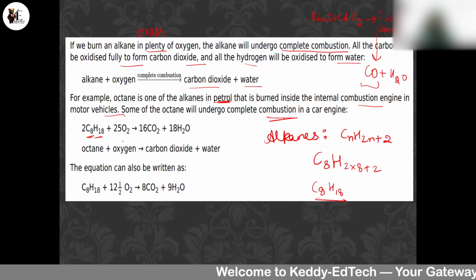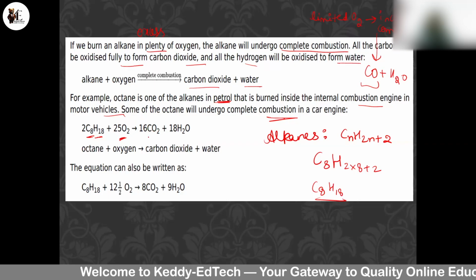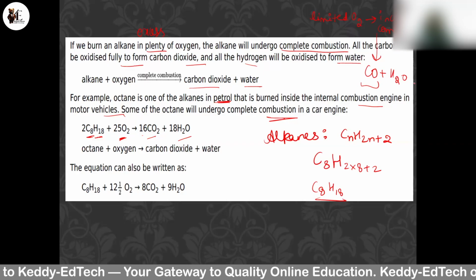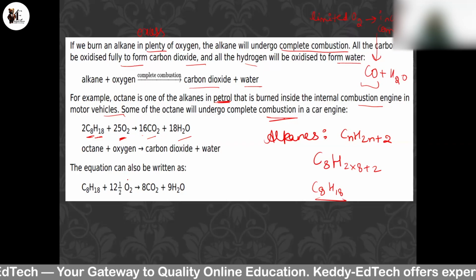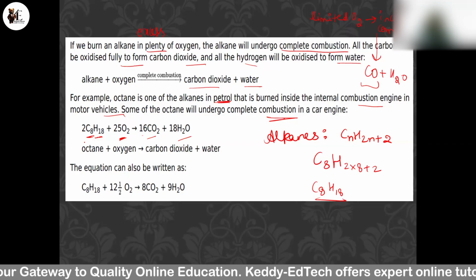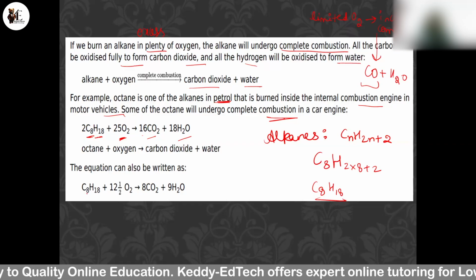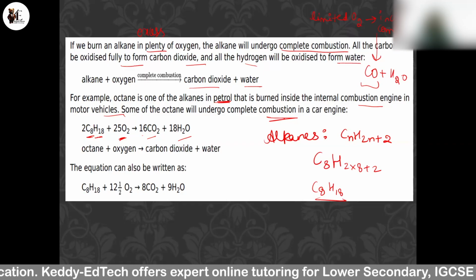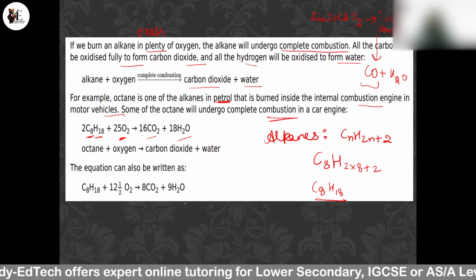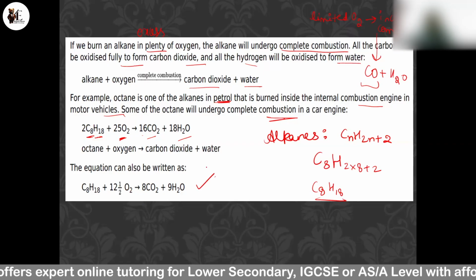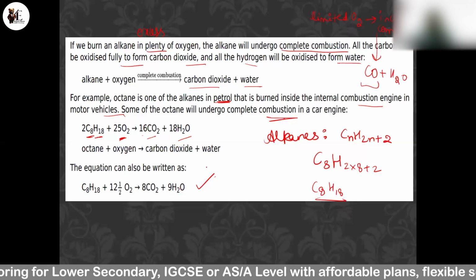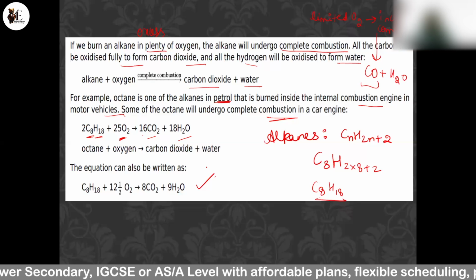When we do the complete combustion of octane to produce carbon dioxide and water, these numbers 25, 16, 18 are just to balance the equation. If you have to take 1 mole of C8H18 octane, then you have to divide the equation by 2. So it is like this: 12 and a half O2, 8 CO2 and 9 H2O. So in complete combustion, we get carbon dioxide and water. In incomplete combustion, we get carbon monoxide and water.